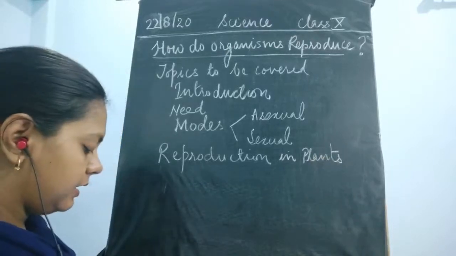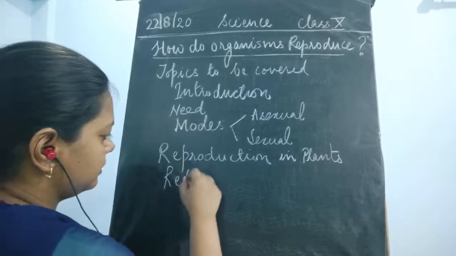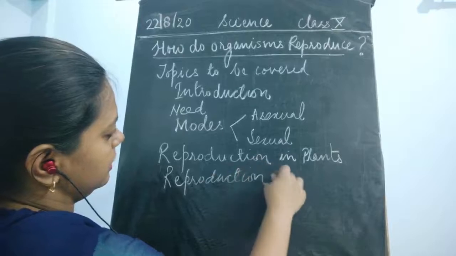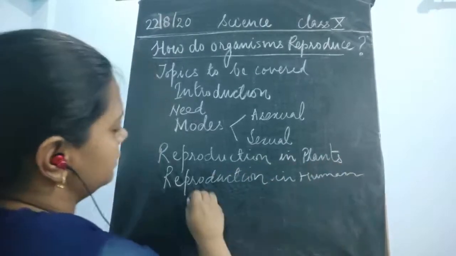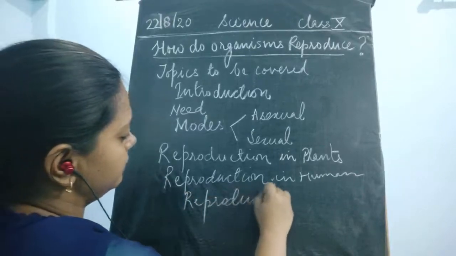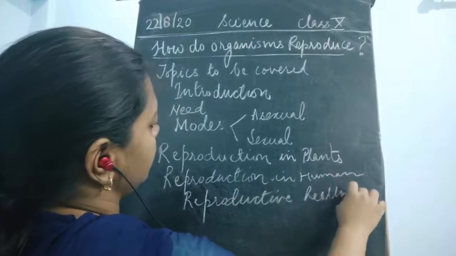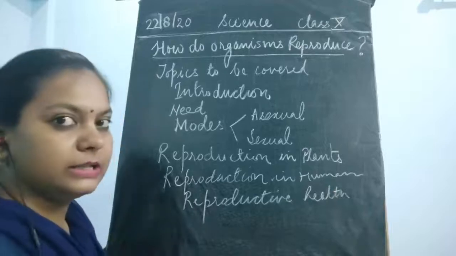And then last in this topic would be reproduction in humans, then reproductive health. So these are the topics which are to be covered in this chapter.